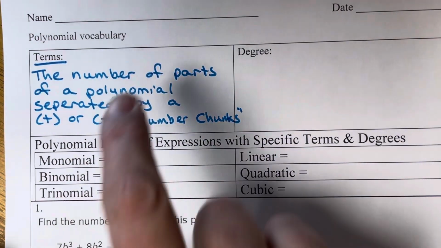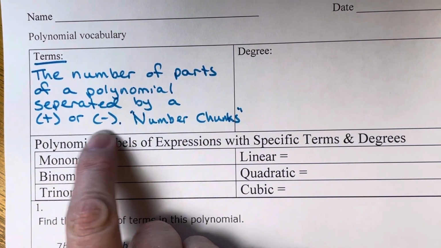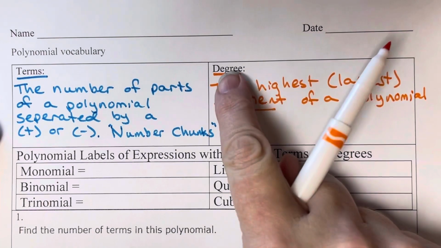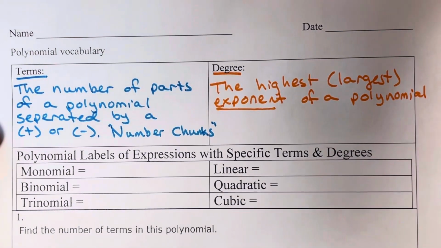Terms. Terms are the number of parts of a polynomial. They are separated by a plus or a minus. Degree. Degree is the highest or largest exponent of a polynomial.